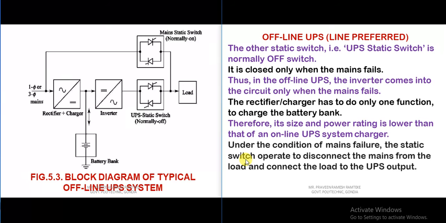Under the condition of mains failure, the static switch operates to disconnect the mains from the load and connect the load to the UPS output. Means when this input fails, obviously there must be a switch which will connect this UPS to the load. At the same time, it has to disconnect this line.